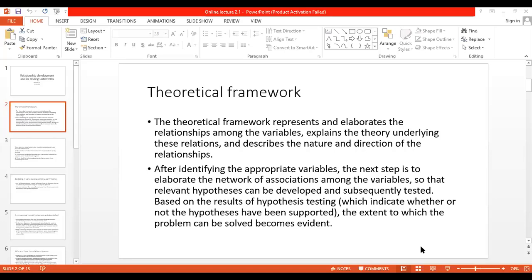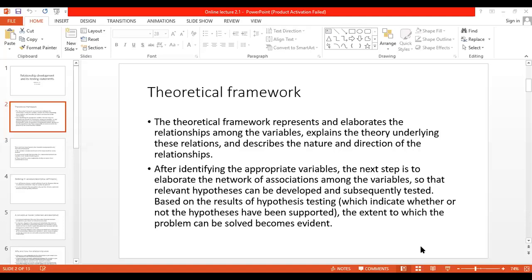After identifying the appropriate variables, the next step is to elaborate the network of associations among the variables so that relevant hypotheses can be developed and subsequently tested. First, we have to identify the variable, which I already told you before in the last lecture. The next step is to elaborate the network of associations, which means the relationship among the variables. And after developing the relationship between the variables, we develop their hypothesis, which we will discuss later.